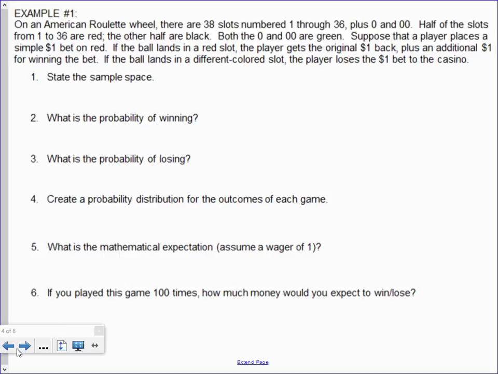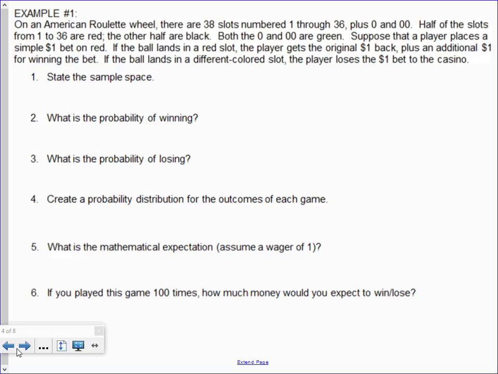First example is about roulette. So an actual game in an actual casino, which you will have a few years before you can go play. On an American roulette wheel, there are 38 slots.